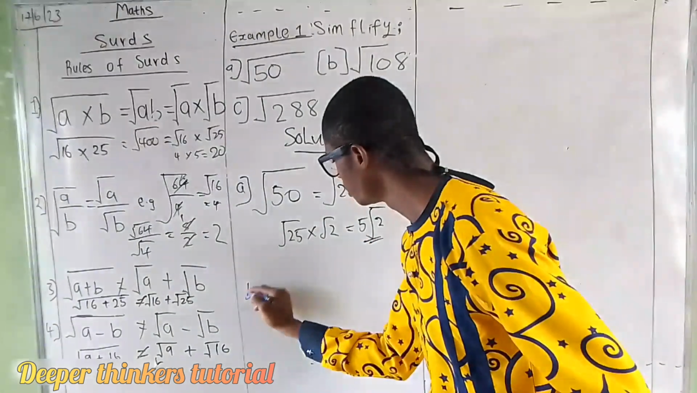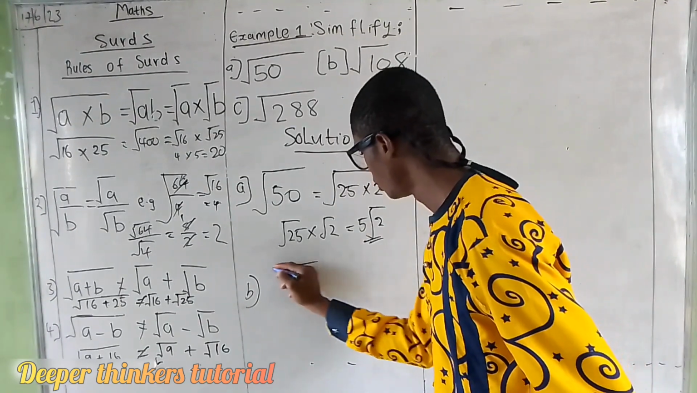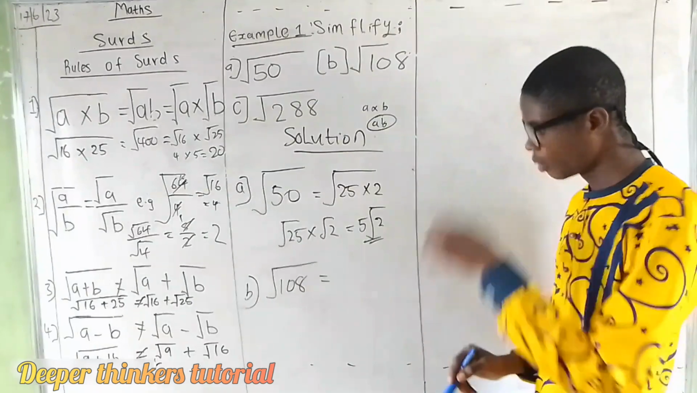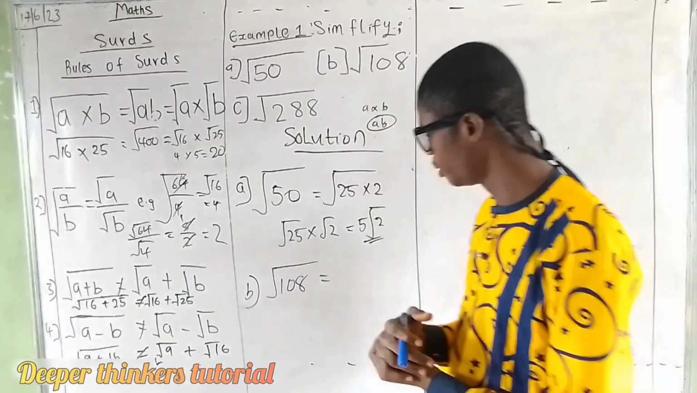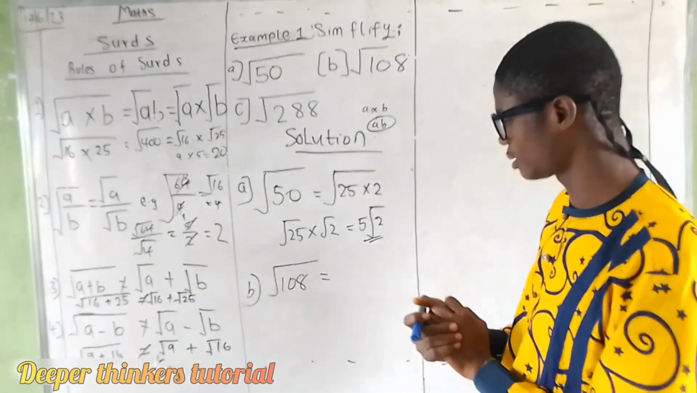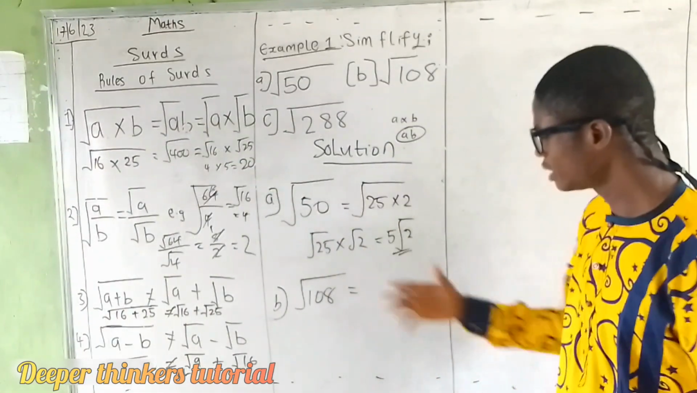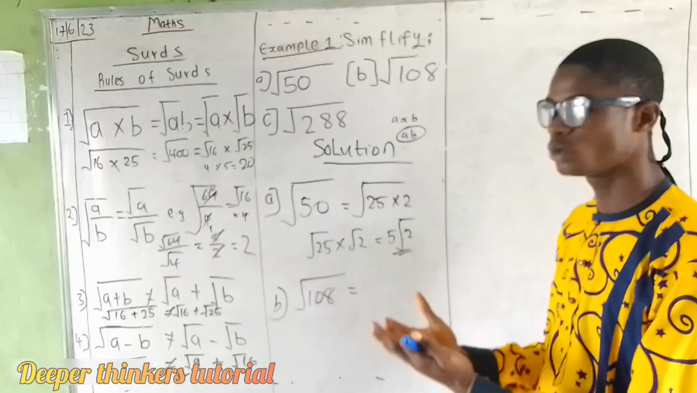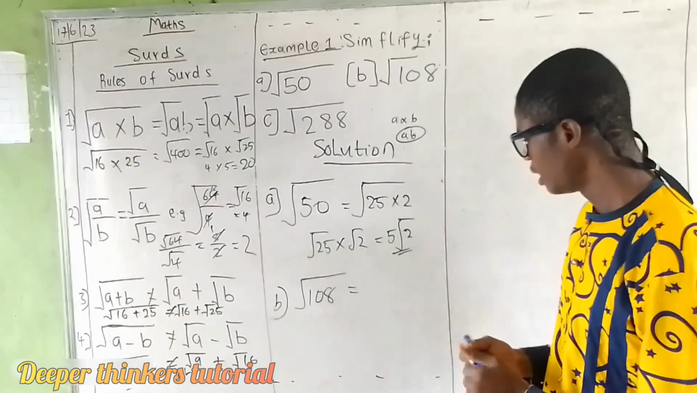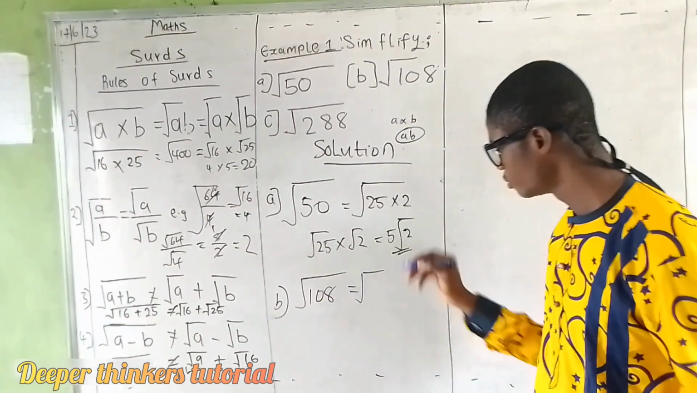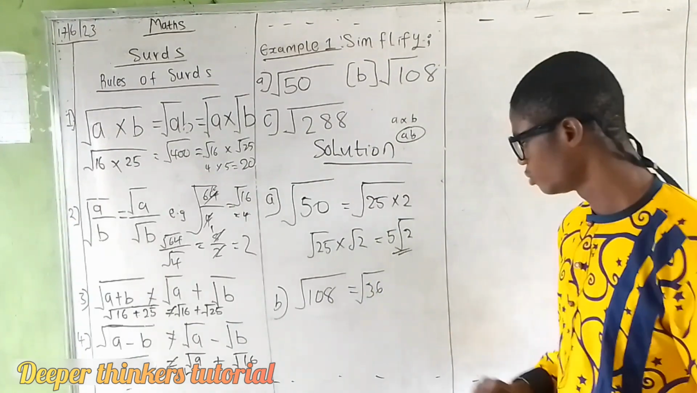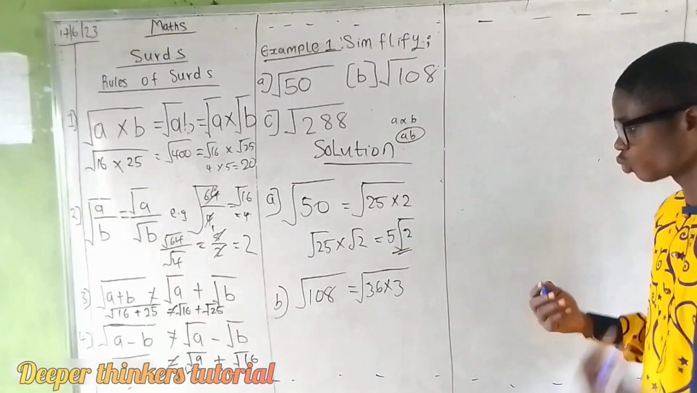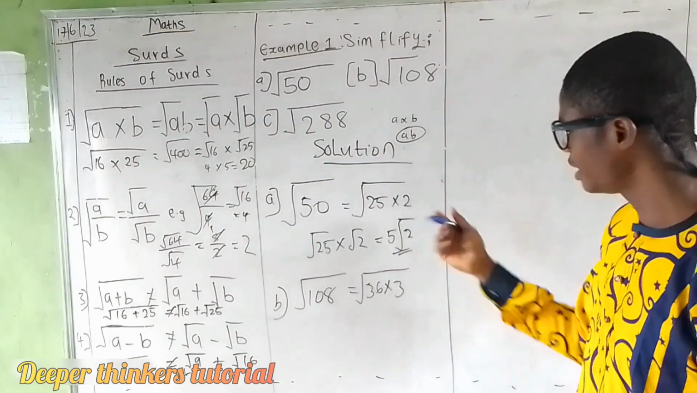So let's see B. We have 108. What are we going to be doing to 108? We'll find a perfect square that, when we multiply it together with another value, gives us 108. And that is simply 36 multiplied by 3. So 36 multiplied by 3 gives us 108.